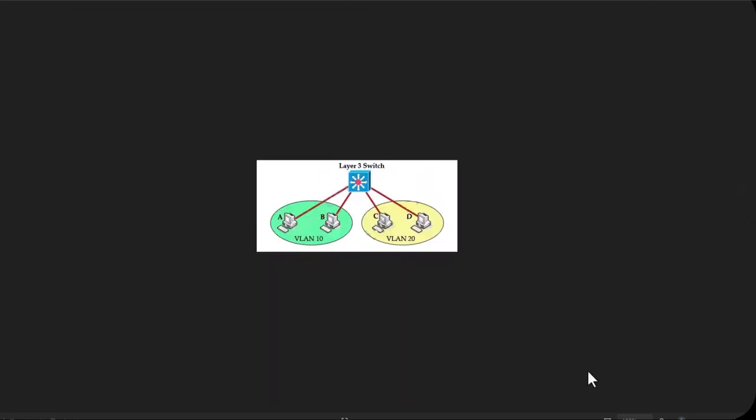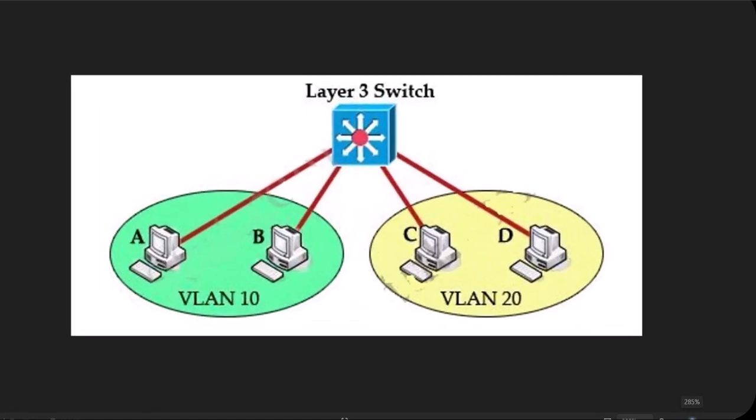The other technique that we can use is the layer 3 switch. So we don't need the router, because layer 3 switches are able to do the routing for us, and we create the SVIs, or switch virtual interfaces, which I'm going to explain shortly in Packet Tracer.